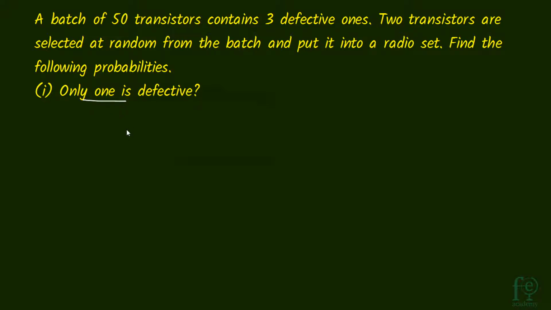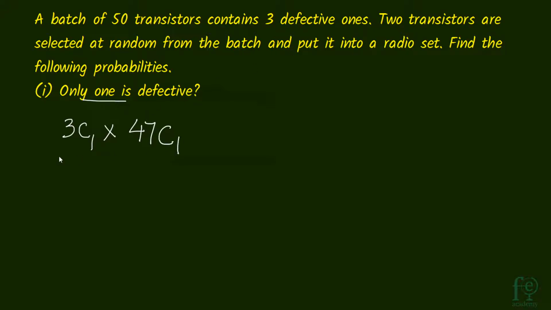Second question, what is the probability that only one is defective? So 2 transistors are being selected. Out of that, what is the probability that one is defective? So 1 is defective means out of 3 defective ones, we have to select 1. So it will be 3C1, and we have to select a transistor out of the non-defective ones. How many non-defective transistors are there? 47. 50 minus 3 is equal to 47.